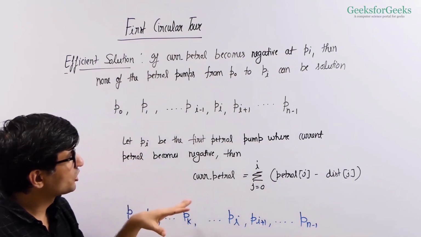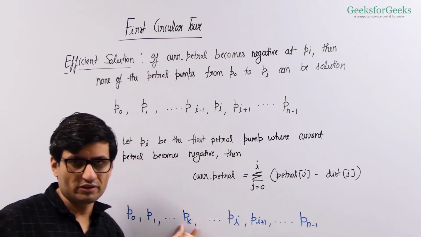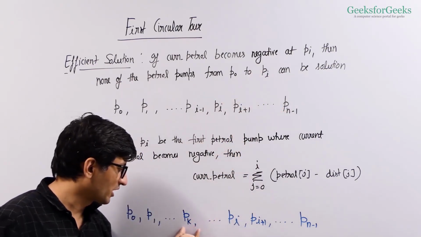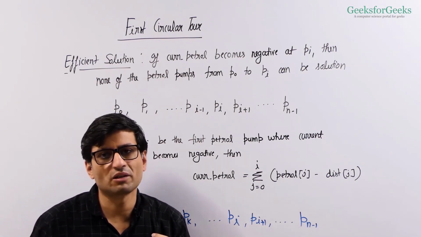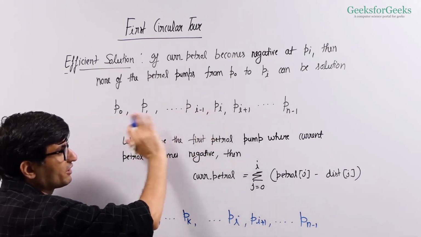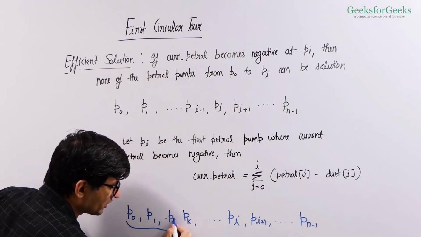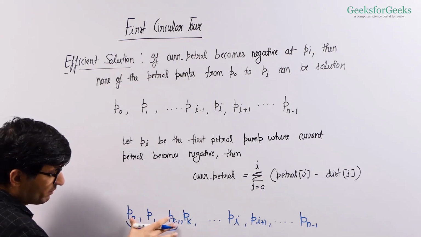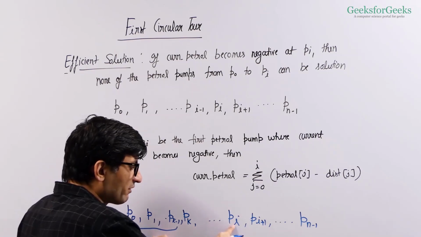So we can show it by doing a counter example. Say Pk is a point which is a valid point. But we are doing a counter example. We are saying that this claim is not true and say Pk can be a valid point. Now we are going to show why Pk cannot be a valid point. See, before Pi everything was positive, so everything must be positive before Pk also, because Pk is before Pi. So current petrol must be positive at this point. Now it became negative at Pi.